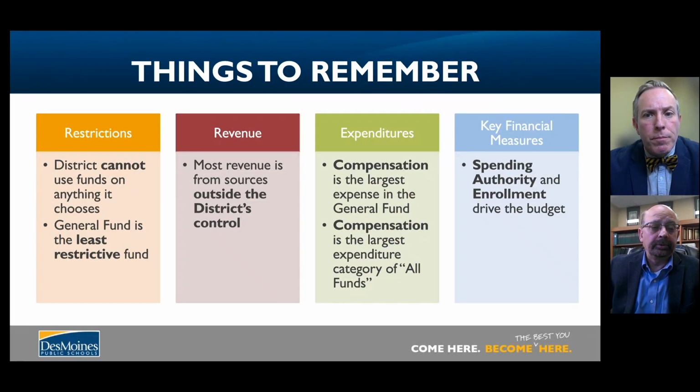So what are the key things to remember? The district cannot use the funds on anything it chooses. I think this is very critical for all of us to understand. If we have money sitting in one fund, say SAVE, which is used for all your capital projects, we cannot use it to pay teachers' salary. Most revenues are outside the control of the district. We can influence some, but not much. Compensation is the single largest expense in the general fund, and as I indicated, it is 82%. It is also the largest expenditure in all funds, which is 72%. And it is spending authority and enrollment which drives the budget.